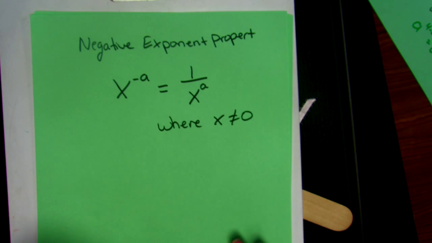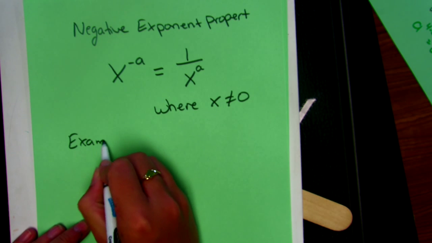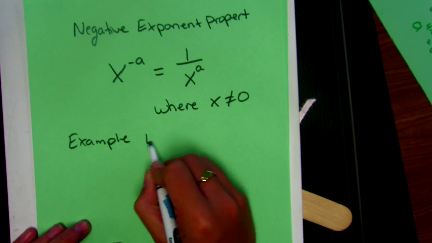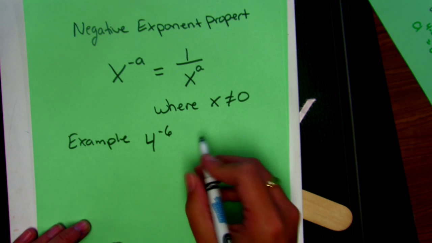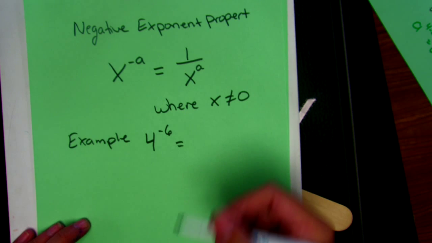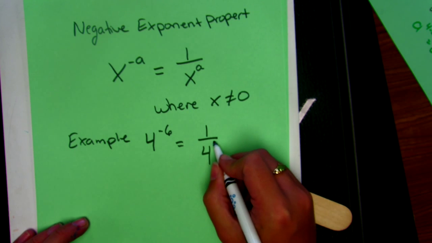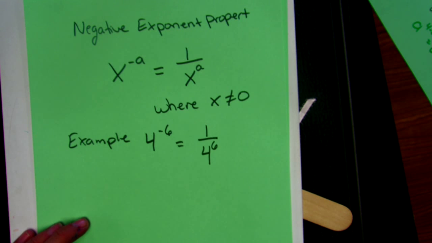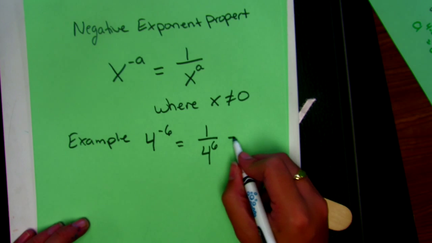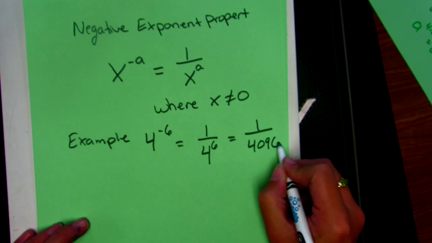So let's try an example. Let's say we have 4 to the negative 6th power. So we have a negative exponent, so we need to take the reciprocal of the base. Since our base is 4, the reciprocal is 1 over 4, and then our exponent becomes positive, so 4 to the positive 6. 4 to the 6th power is 4,096.